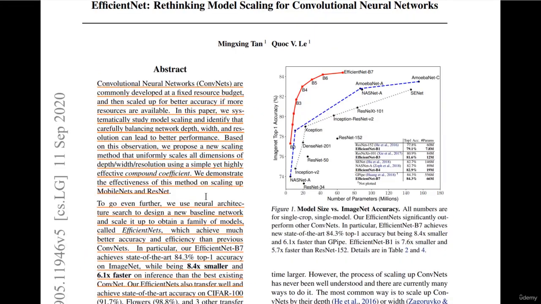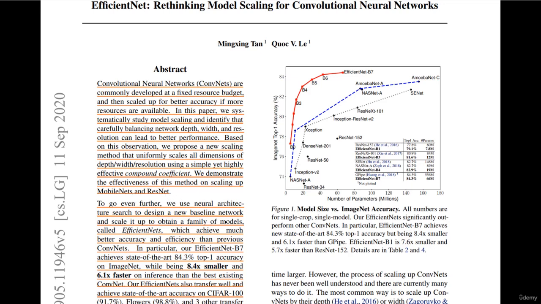In this paper, we systematically study model scaling and identify that carefully balancing network depth, width, and resolution can lead to better performance. Based on this observation, we propose a new scaling method that uniformly scales all dimensions, that's the depth, the width, and the resolution, using a simple yet highly effective compound coefficient. We demonstrate the effectiveness of this method on scaling up MobileNets and ResNets, which we've seen already.